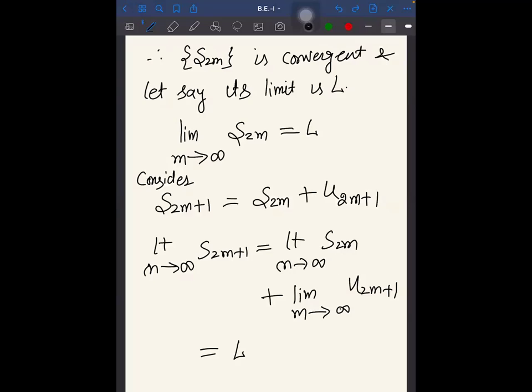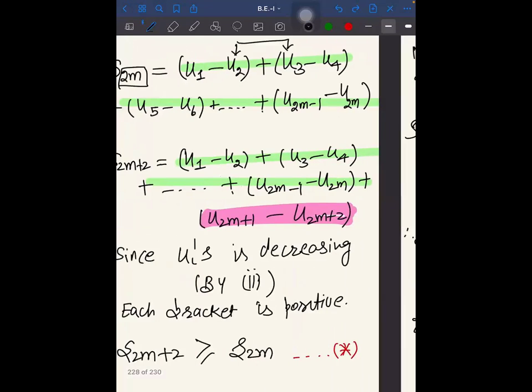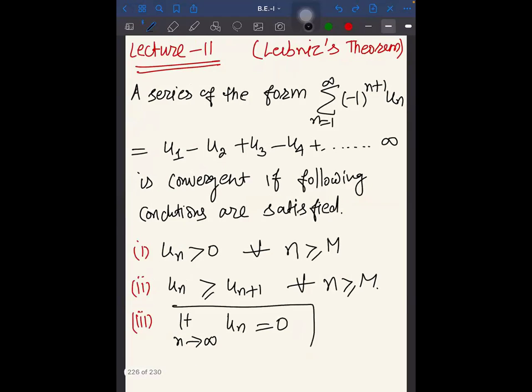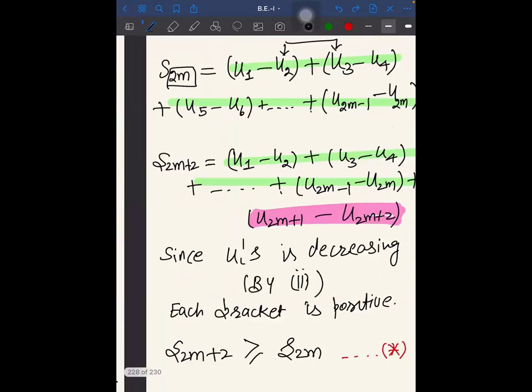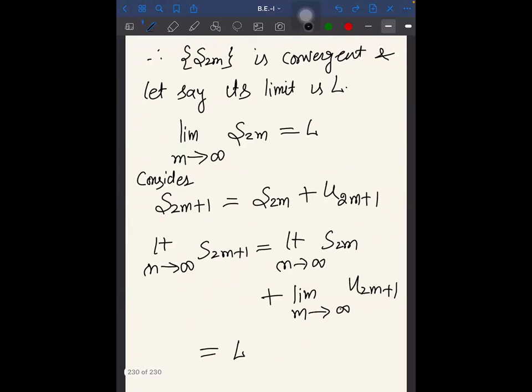See, every decreasing sequence may not go to zero. If it is decreasing, it could decrease down to 1 as well. Just because of the condition we have been given, this is going to be 0, by part 3.